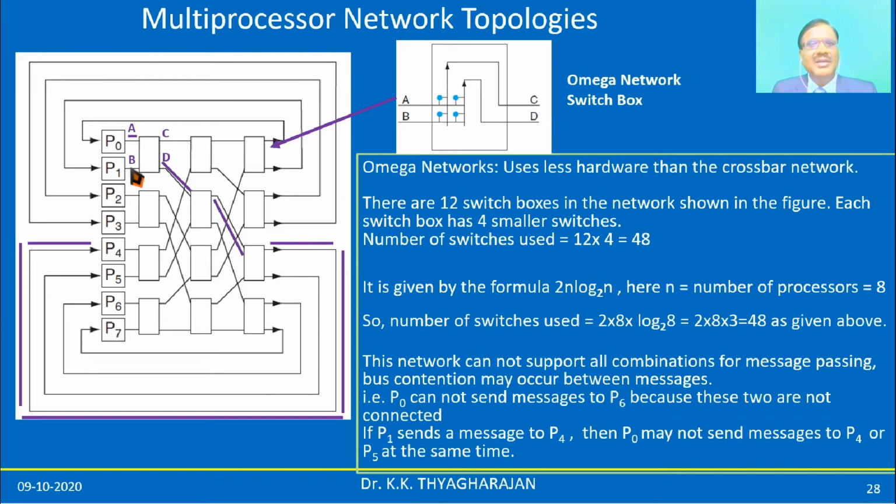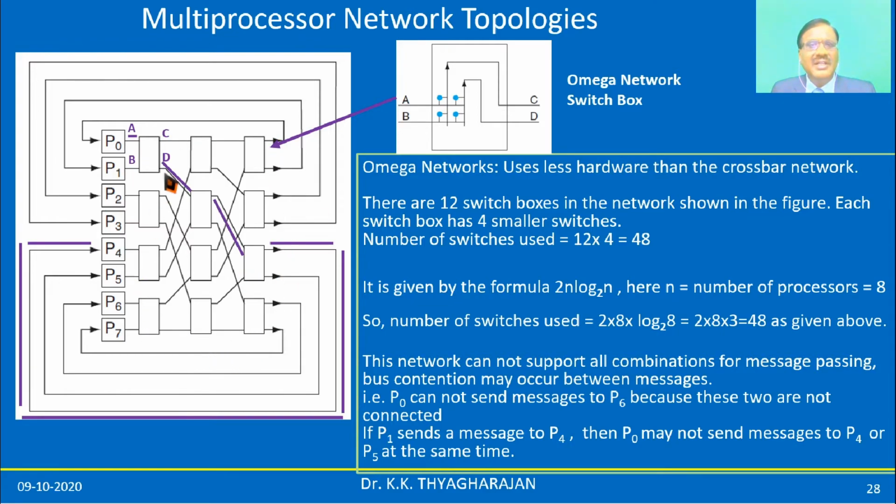P1 may not send a message to P4. When P0 is sending a message through this path to P4, P1 may not send its message through the same line, because if P1 has to reach P4, it should go here, then that message should come here, and the same path should be followed. But P0 has already accessed that path, so P1 may not use that. So this is called contention, message contention. So this will also happen in this case.